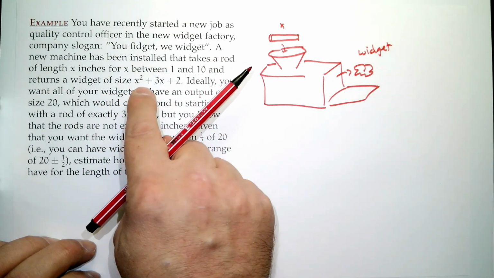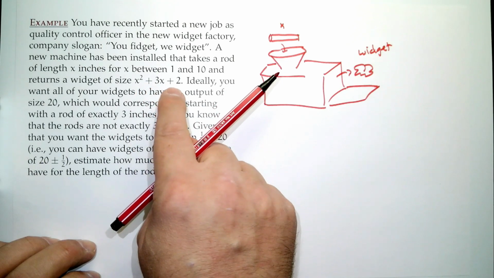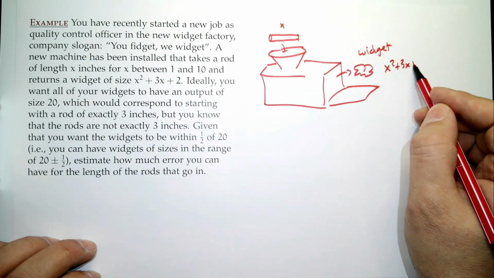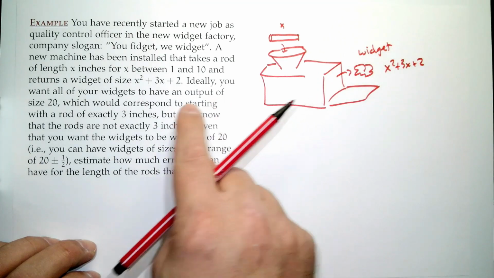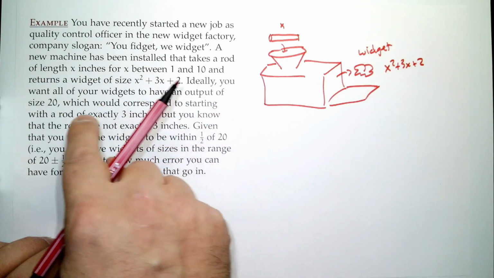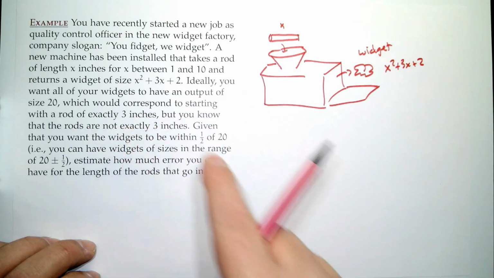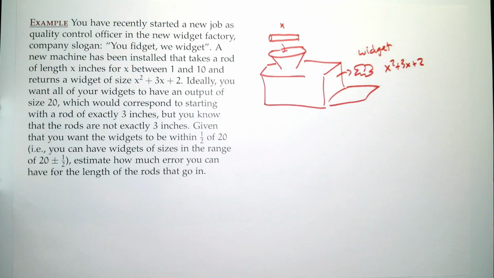What's the size of the widget? Well, it's x squared plus 3x plus 2. So this comes out: x squared plus 3x plus 2. Now, ideally, you want all your widgets to have an output of size 20, which would correspond to starting with a rod of exactly 3. That's good to know. So if we put in a 3-inch rod, out comes a widget of size 20. Perfect. Now, there's a problem.